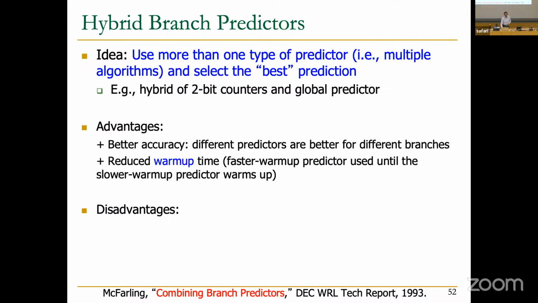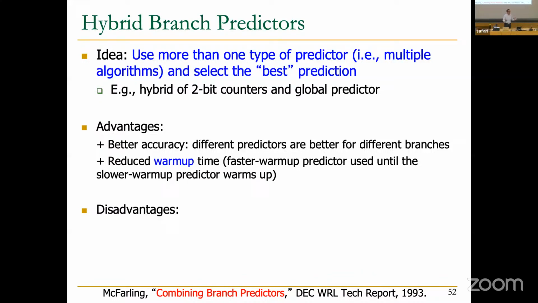So let's talk about the advantages. The advantage is better accuracy in this case. Different predictors are better for different branches. And if you can identify the best predictor for each branch, you can actually get much better accuracy. There's also another advantage that we did not talk much about: you get a reduced warm-up time. Meaning some predictors take time to warm up. Because imagine a global history of, I don't know, 32 bits. You need to see a lot of instances of that history to actually decide that, oh, this is going to be taken or not taken in this particular history location, right?